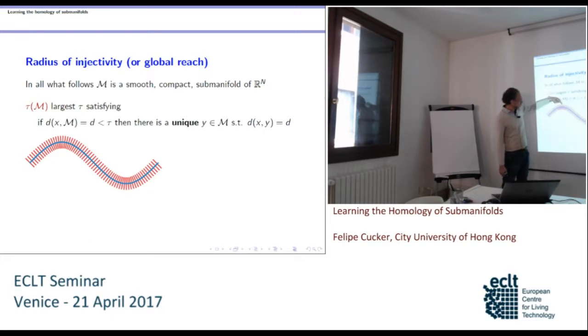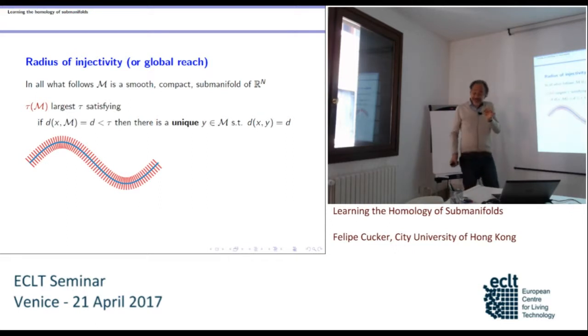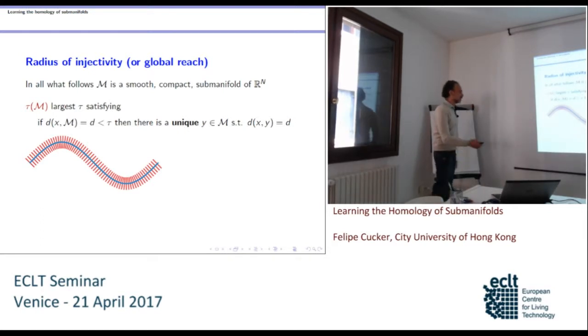If you are here, there is only one point in the curve at this distance, d. So if you take a circle, what will be the tau of the circle? It will be its radius. Because if the distance is smaller than the radius, then there is only one point. But if the distance is exactly the radius, then you can take as point X the center of the circle, and you have infinitely many. Not more than one, infinitely many.